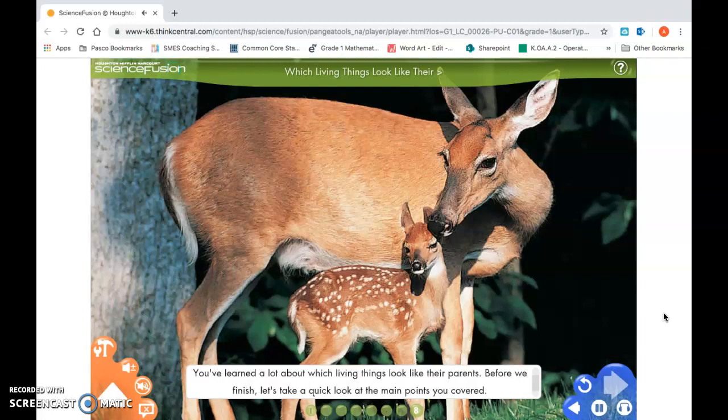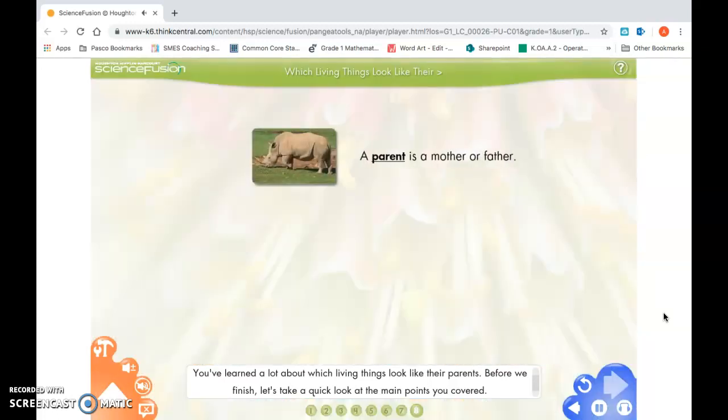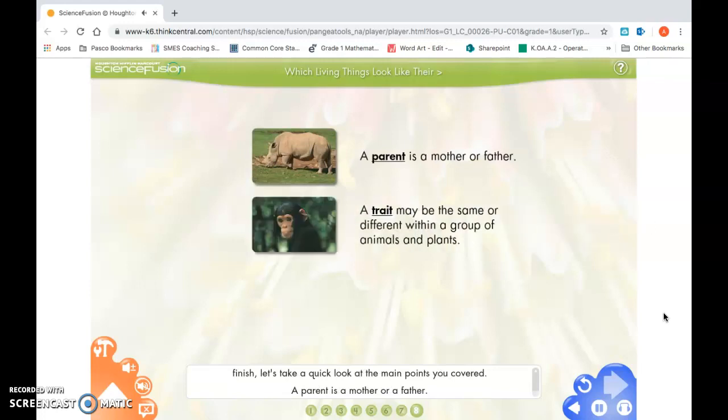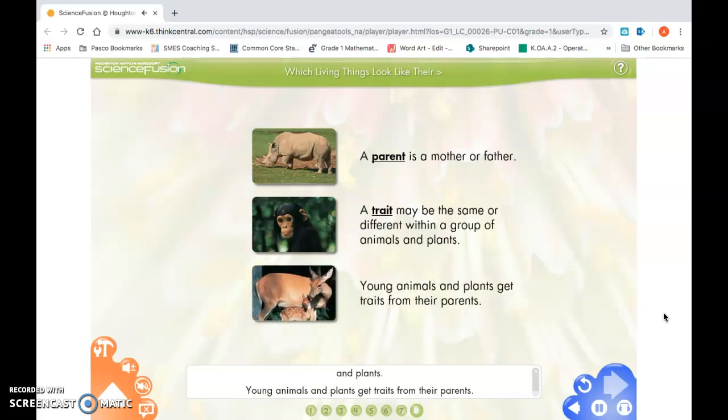You've learned a lot about which living things look like their parents. Before we finish, let's take a quick look at the main points you covered. A parent is a mother or a father. A trait is a feature that may be the same or different within a group of animals and plants. Young animals and plants get traits from their parents.